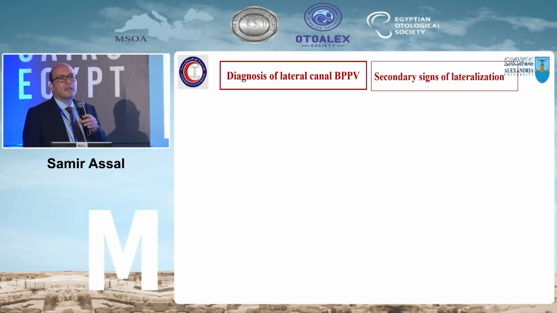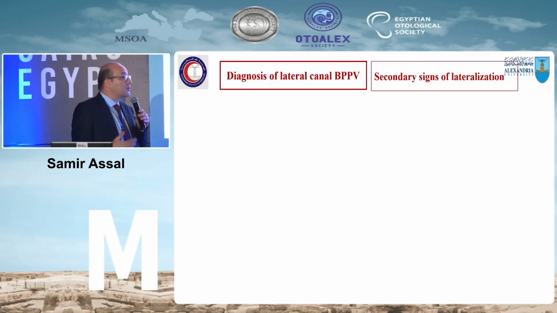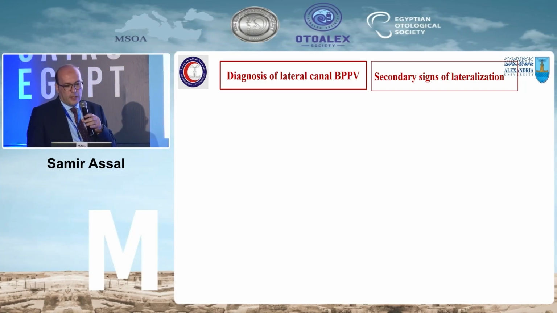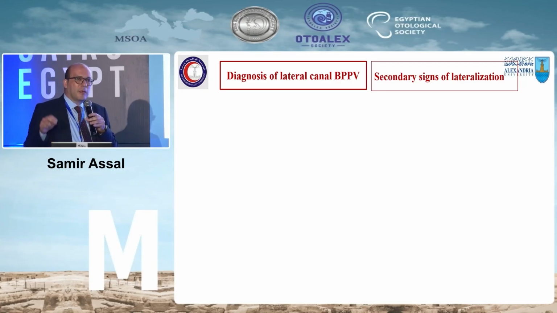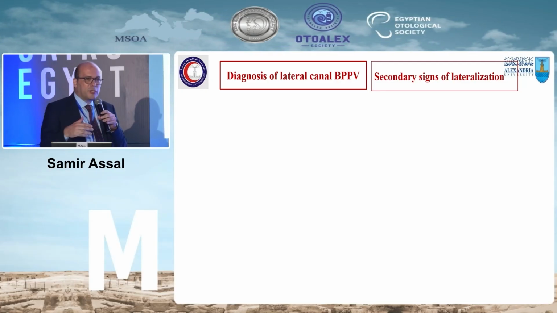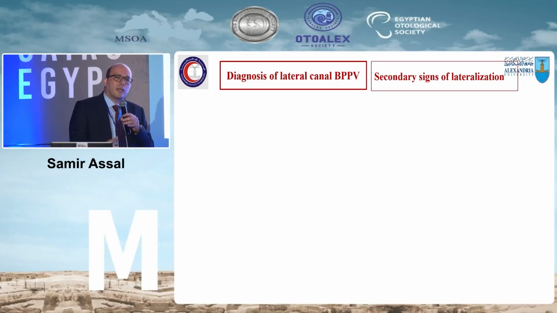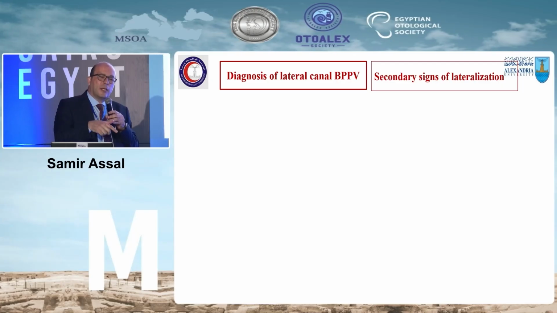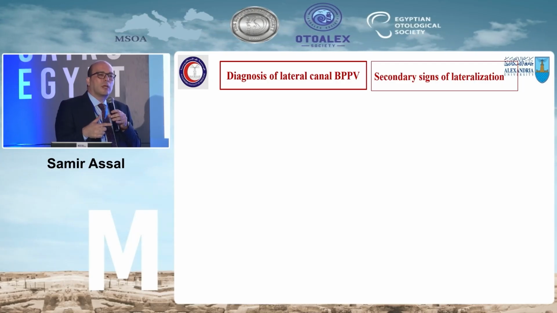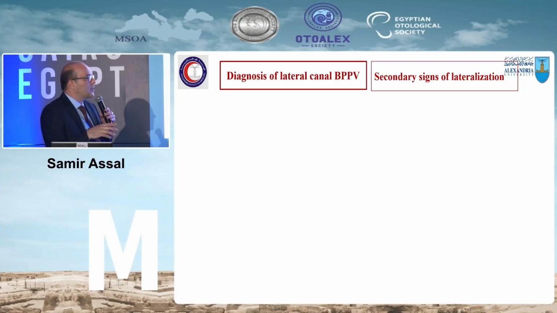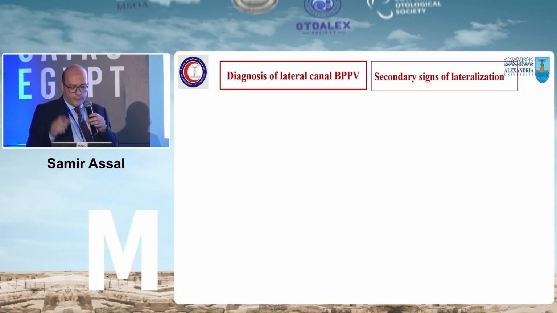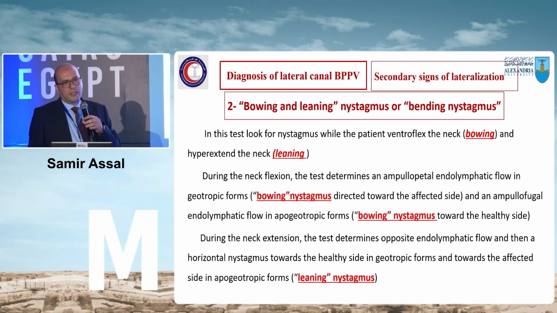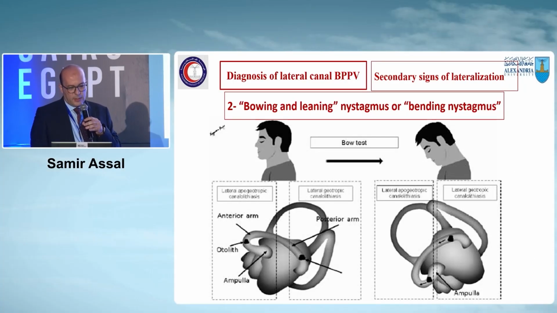The second sign is the Bow and Lean nystagmus. If the patient doesn't have a pseudospontaneous nystagmus, we will search for it by what's called Bow and Lean. It is the same idea as pseudospontaneous nystagmus. When the patient ventroflexes the neck 60 degrees downward, the otoconia move in the direction of the utricle in a case of geotropic form, and in the opposite direction in the apogeotropic form. And when the patient hyperextends in the lean direction, the reverse occurs. So we search for Bow and Lean if we don't have pseudospontaneous nystagmus.